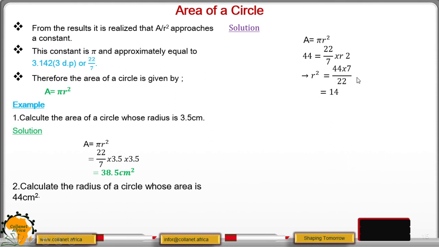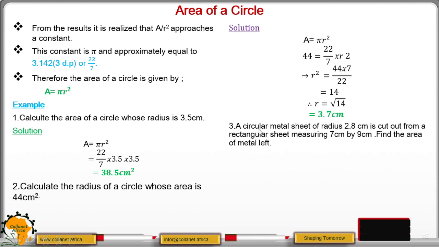And by so doing, by 22 you get 1, by 22 you get 2. So it will be 2 times 7, you get 14. So r squared is 14. So the square root of 14 will be 3.7. You can get the square root using mathematical tables. Remember the topic of squares and square roots. You can get it directly from the mathematical table. So you get that r is 3.7 centimeter. That is our radius.